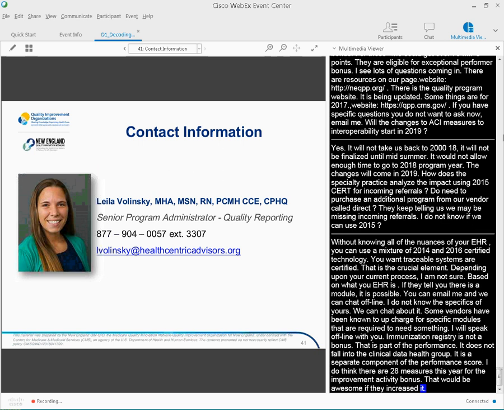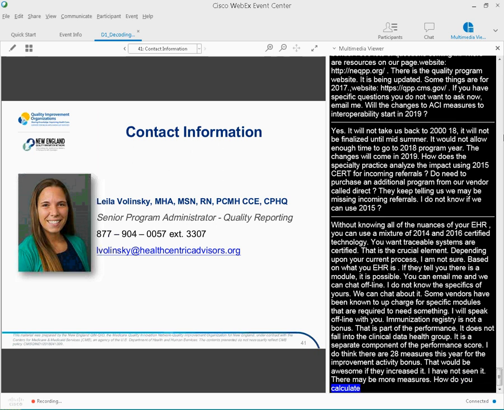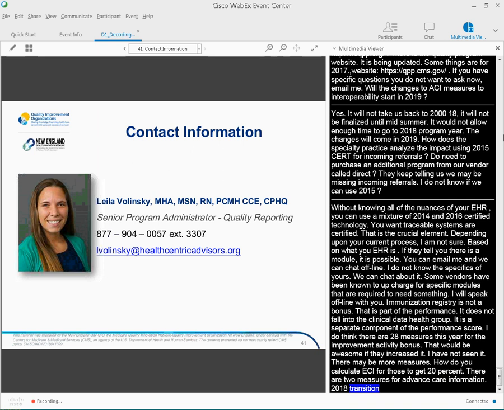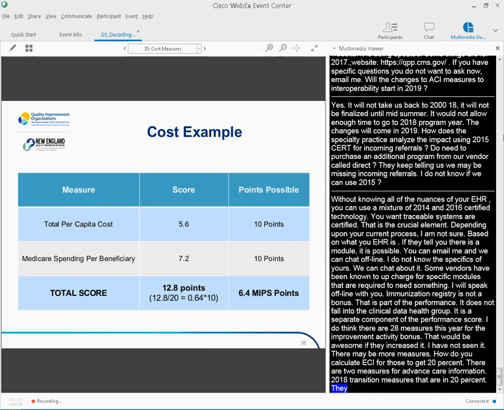How do you calculate the double score for ACI for those that get 20%? I'm not sure I understand the score. So the two measures in the Advancing Care Information 2017 or 2018 transition measure set that earned 20% are the providing patients access to the portal and the health information exchange. The way that you calculate the bonus, I'll just jump back to that quickly.